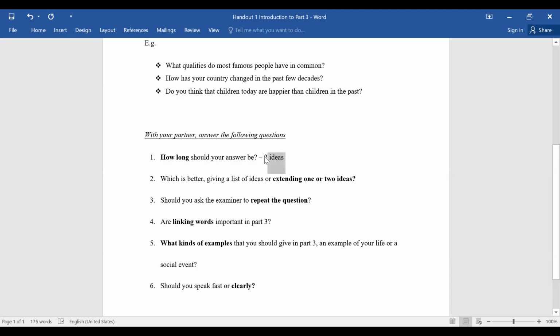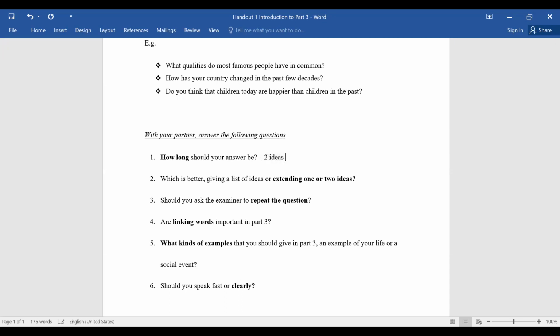Around 2 ideas, and you guys may ask, but can I just talk about one idea only? It's totally acceptable if you can talk about an idea for a long time without repeating yourself. But the danger is that when people talk about the same idea, many of them start to use the same vocabulary, and they go around and around. So my advice is that giving 2 ideas would allow you to avoid repetition.